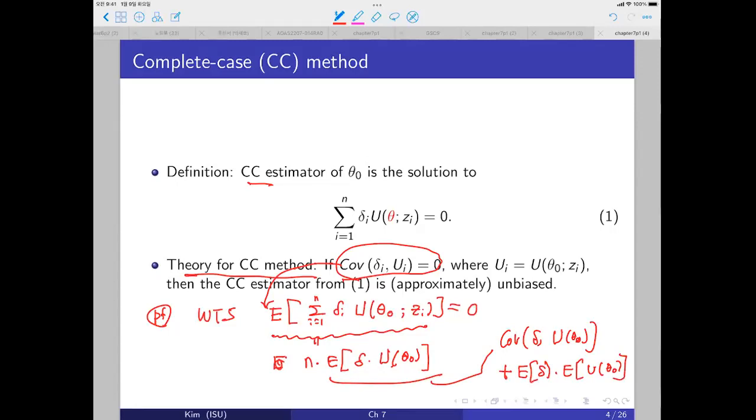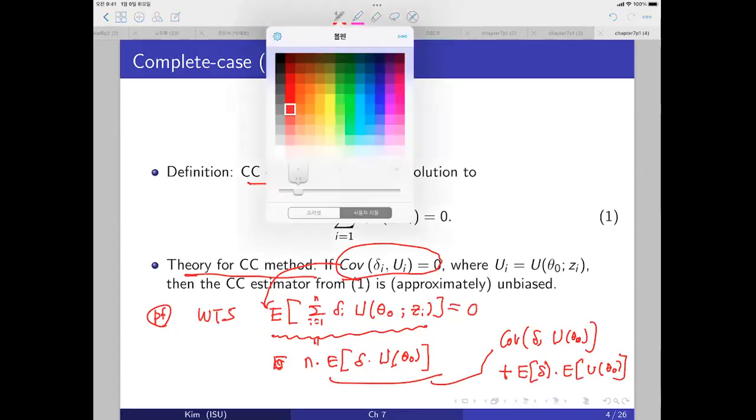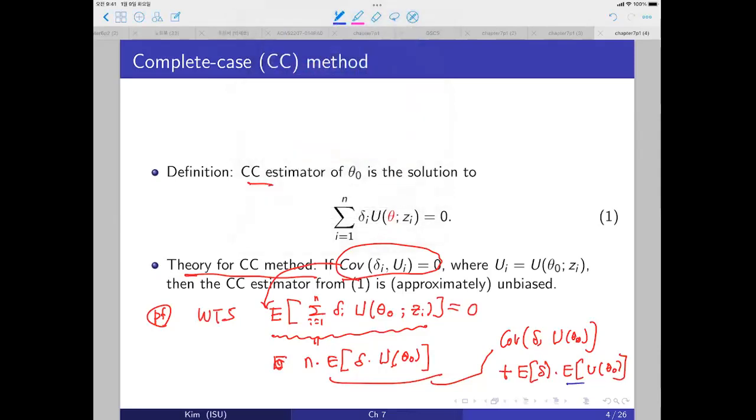And then by definition, this is zero. The definition of theta null is the one that makes this zero. So the expectation of the product is equal to the covariance. Because we already assume that delta and U have covariance zero, that means we have this equal to zero.